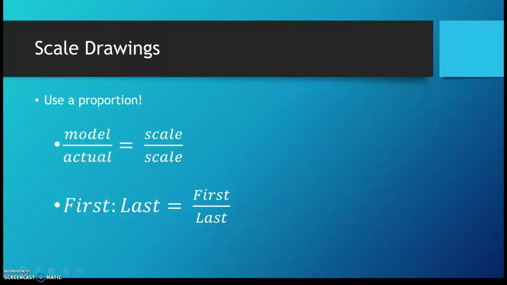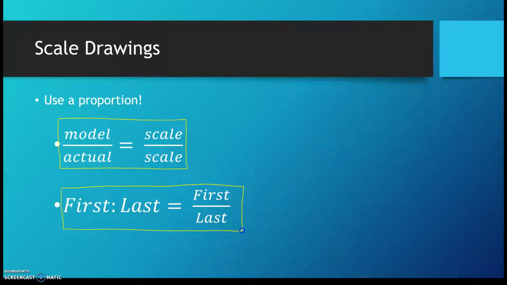So on your paper it says the formula. So here's our formula for scale drawings. To solve a problem with scale drawings, we're going to use this formula here, okay? So model over actual equals scale, or first to last equals first over last, okay? Both of these should be on your paper in the formula box.